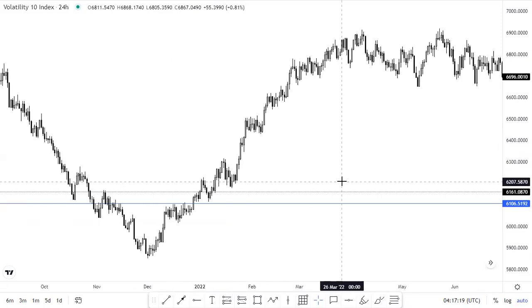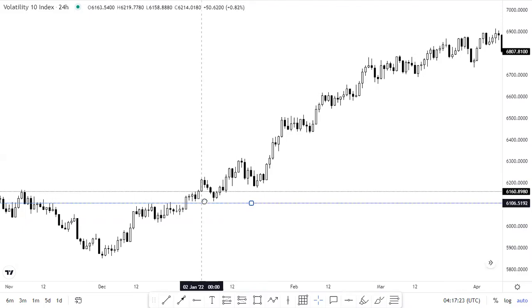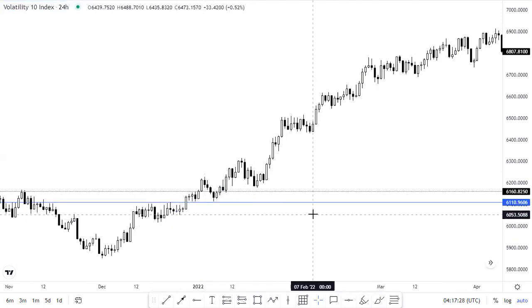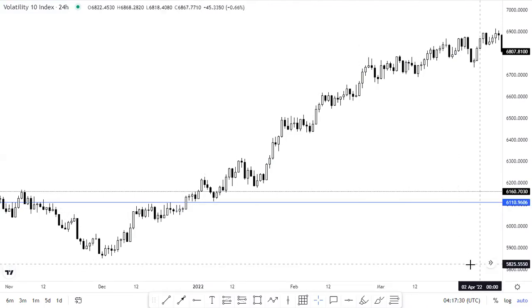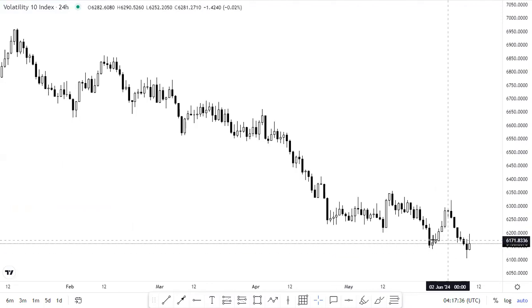Is price rejecting from a valid point? Let's check. Yes, price is rejecting from a valid point. So that's why price is rejecting on the 24 hours time frame. But we know the overall trend is down. It's just like a correction for this particular move here.